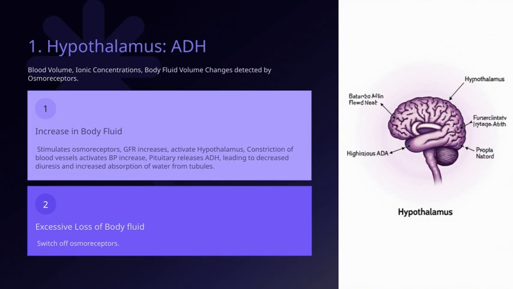Now, on the flip side, when there's an increase in body fluid, the body detects changes in blood volume, ionic concentrations, and overall body fluid volume through the osmoreceptors. The hypothalamus responds to these changes by releasing ADH, which helps restore balance. So, in essence, these mechanisms work together to maintain homeostasis by adjusting water retention and blood pressure based on the body's needs. This process highlights how tightly regulated our fluid balance is, ensuring we stay stable even with fluctuations in fluid loss or intake.